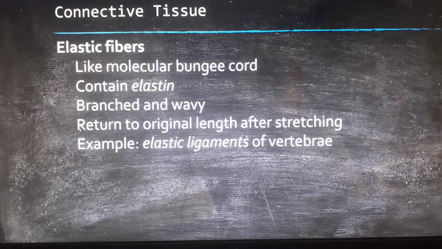Now, most of your tissues are going to have collagen, maybe with one of these other protein fiber types, but it's the ratios that are important. Which one is the dominant fiber?